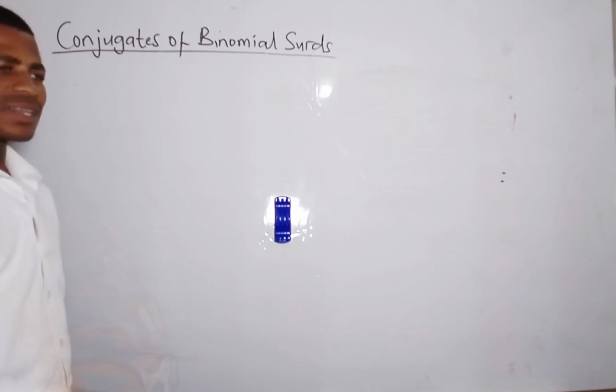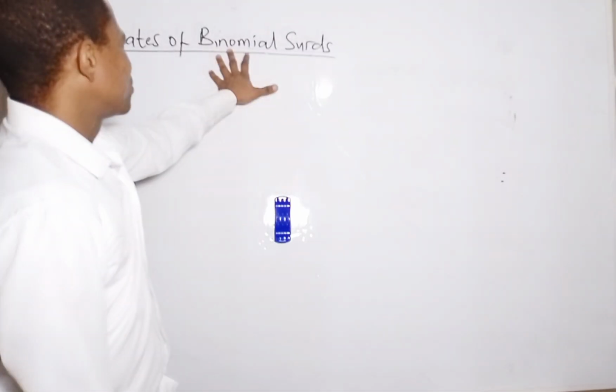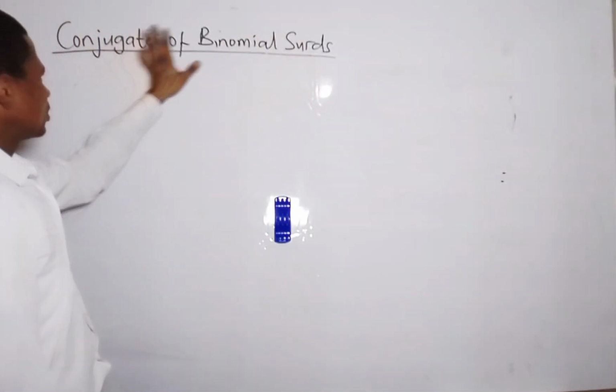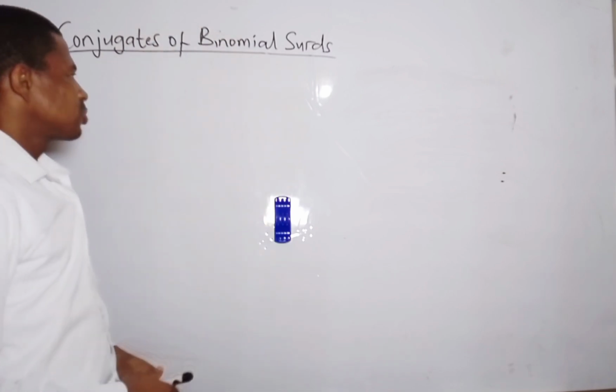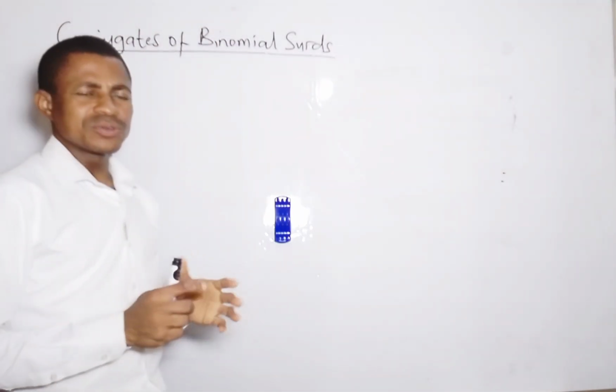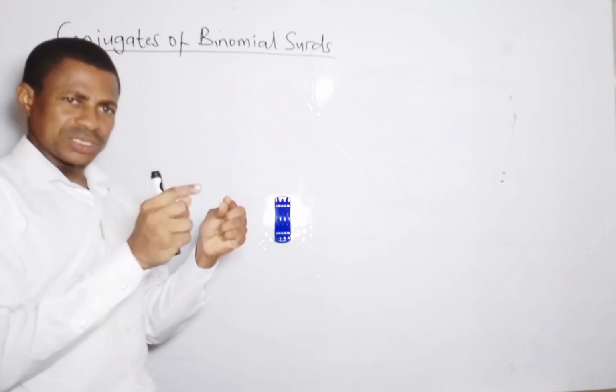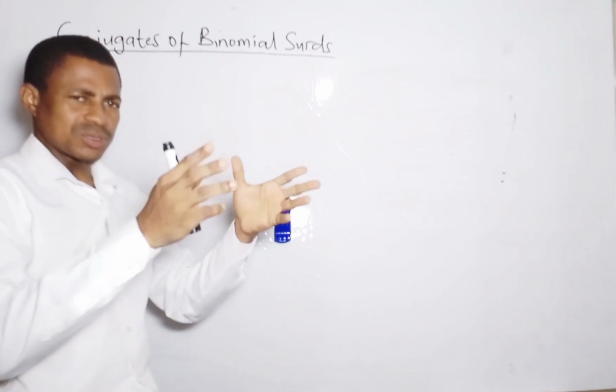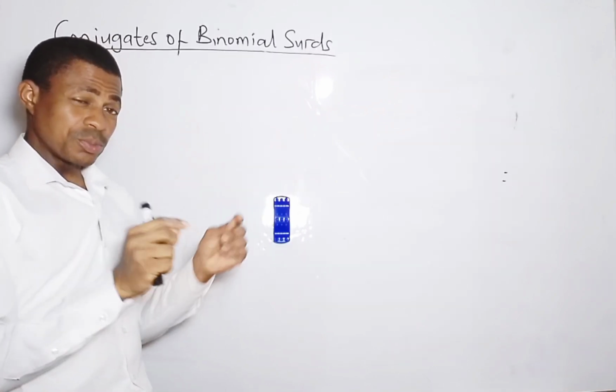Welcome to another math class. Today we'll be talking about binomial surds and then conjugate surds. What are binomial surds? Binomial surds are expressions in which one or both terms are surds.